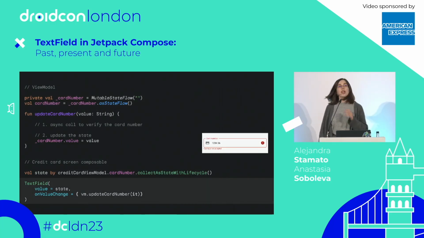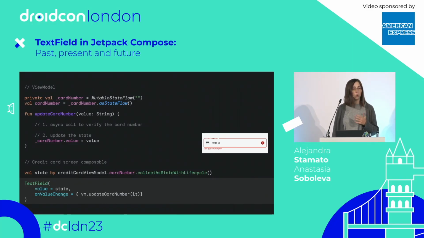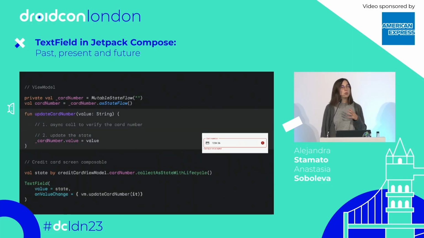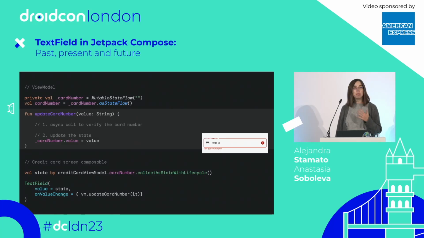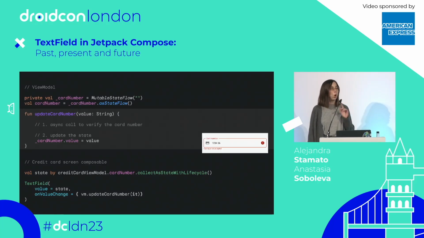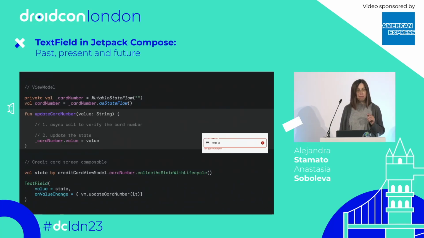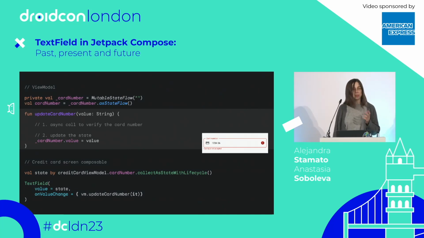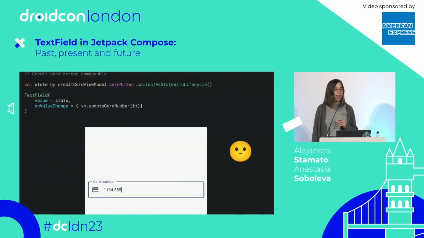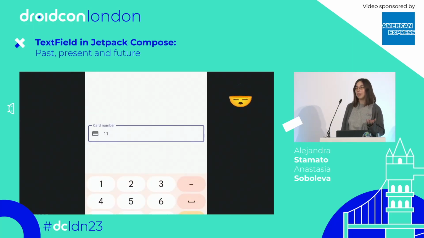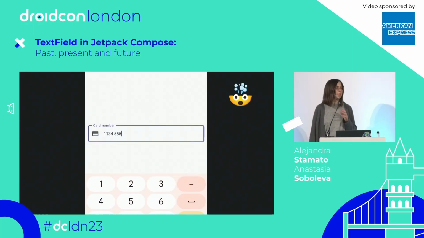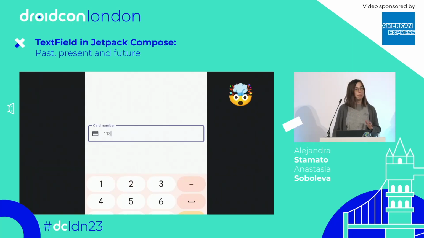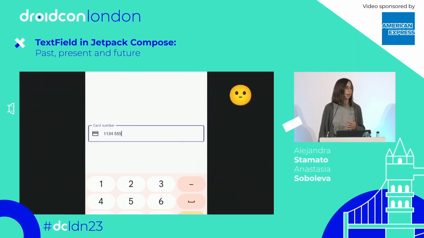Then inside the onValueChange callback, you make an asynchronous call, often a verification or a backend call, and only then you update the text field state. So does it look familiar to anyone? I'm sure a lot of you use it this way. And this is what you get as a result. There is a difference between what we actually type in and what we see on the screen.